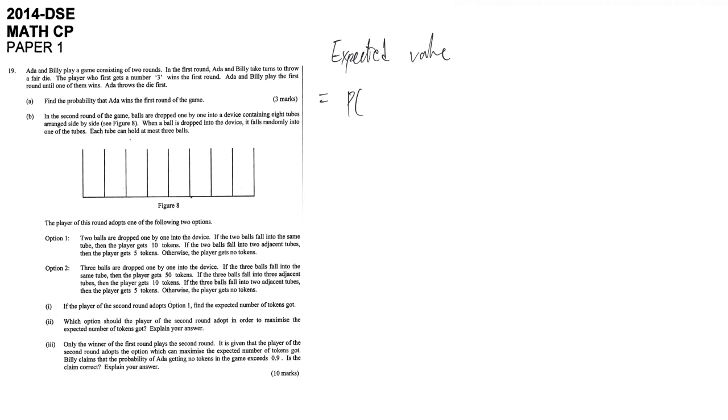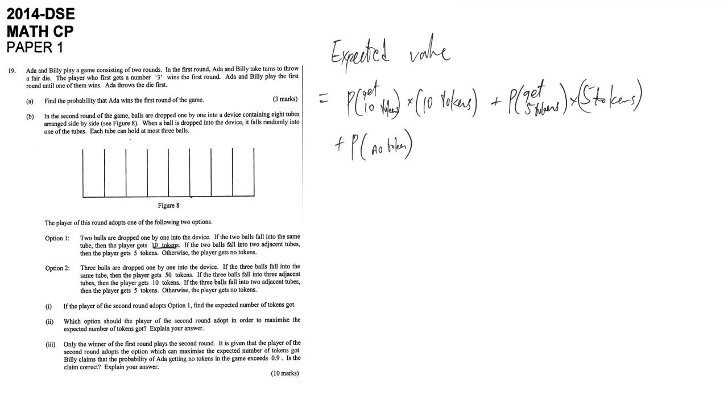we use the corresponding probability. Here they are talking about the token, 10 tokens. We get 10 tokens, so we multiply the probability by the outcome, which here means 10 tokens. But that is not the only possible outcome; we also have a possibility to get 5 tokens. So we have another term, the probability to get 5 tokens times 5 tokens. To be more precise, we have one more possibility, which is no tokens. You multiply by the number of tokens, that means 0, and then you may just ignore this term.